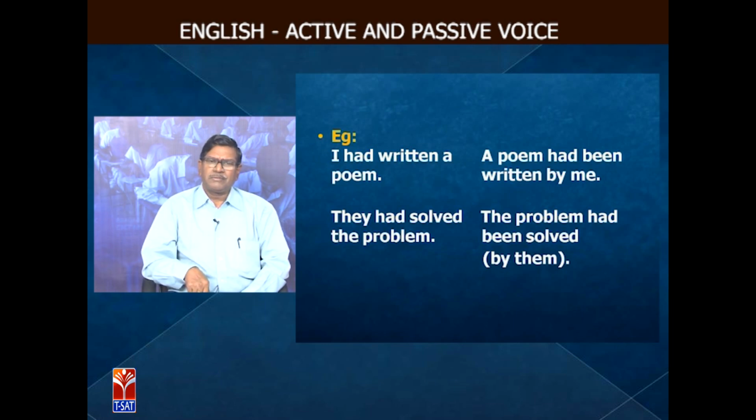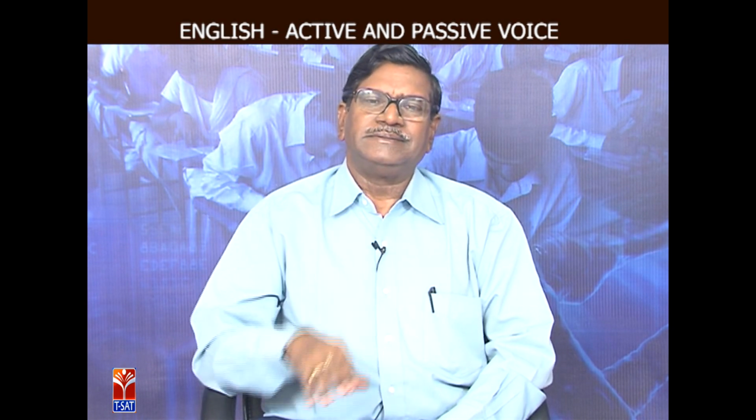Who had solved the problem? They becomes here the object of the preposition by. It is not that important. Whether the problem is solved or not is important, but nobody gives that much importance to who solved it. Therefore, the problem had been solved. By whom? By them. Likewise, we can go for the next sentence.